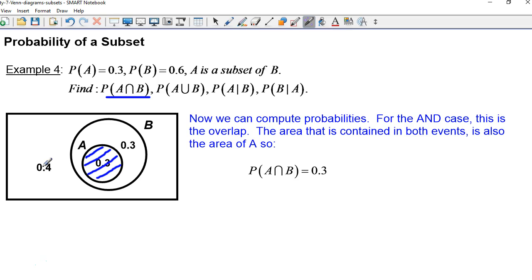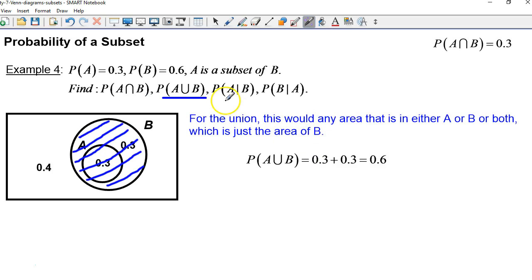So for the AND case, the probability of A and B would be the overlap. If we just remember that AND is the intersection or overlap, well, A itself is completely overlapping B. So the part that's overlapped is just the probability of A. So that would be 30%. Probability of A or B. For the union, it's anything that's in A or B or both. And everything in A is also covered by being in B, so the union is just the circle B. So it's going to be the total probability in the B circle, which is 60%.